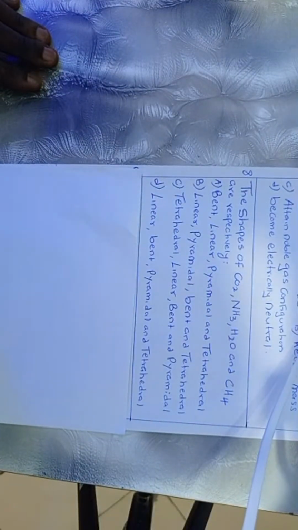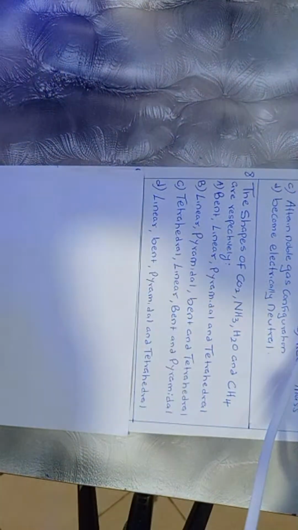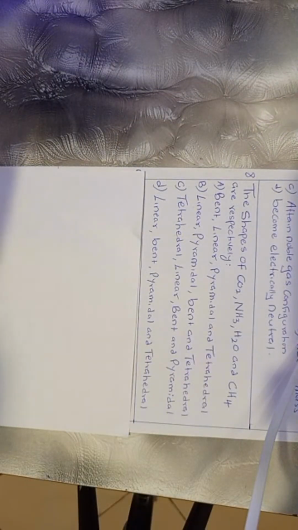Drop the answer in the comments. You have 30 seconds. Check it out. Check through. Drop the answer in the comments. I want to see. Any answers? D. I'm seeing D coming from Stanley Henry. Okay, I'm seeing D, linear, bent, pyramidal, and tetrahedral. Nice attempt. More answers. We still have about 20 seconds.